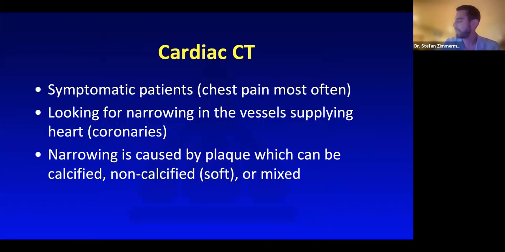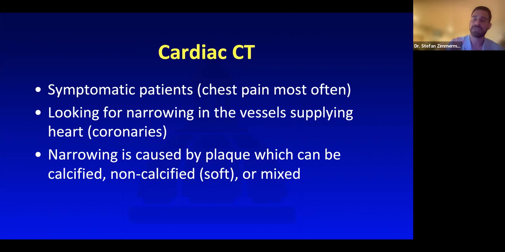So again, unlike calcium score, these are for patients with symptoms. We're looking for narrowing in the vessels supplying the heart, and that narrowing is going to be caused by plaque. So we can define the plaque, either calcified plaque, which is what we see on calcium scores too, or the additional information we can get out of the cardiac CT, we can now see non-calcified plaque as well, and we can tell how bad the narrowing is. The key thing here, though, is generally we do not do cardiac CT unless you have symptoms that we think might be due to coronary artery disease.